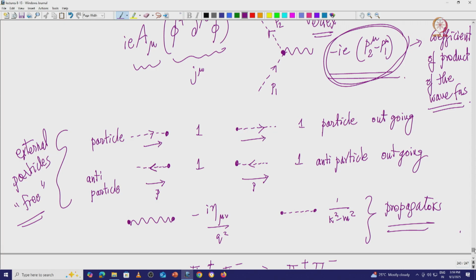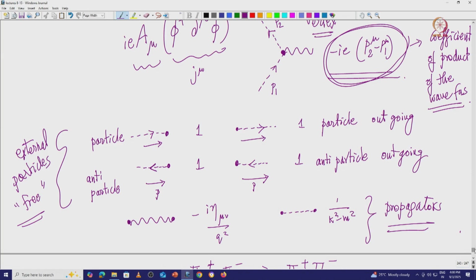So, the strength of the coefficient of the product of these three wave functions is given by IE, not just the strength of the coupling constant which is E, but also P2 minus P1. It is also a momentum dependent coupling constant. So, it is no longer a constant in the real sense, but it is momentum dependent at the tree level itself, that means at the leading order itself. So, I am calling it the simplest example, but it is a little bit involved compared to the other cases.